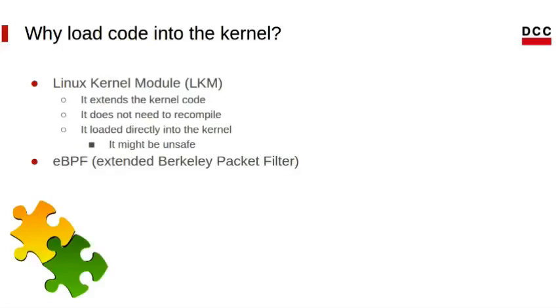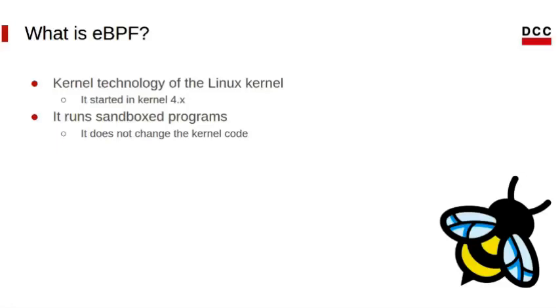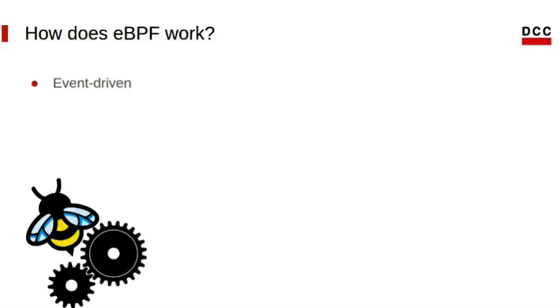Think about it, they created the Extended Berkeley Packet Filter, or eBPF. What is eBPF? eBPF is a kernel technology of Linux. It started in version 4 of the kernel. It runs in boxed programs. In this way, it does not change the kernel code. It verifies the program to ensure the kernel security.